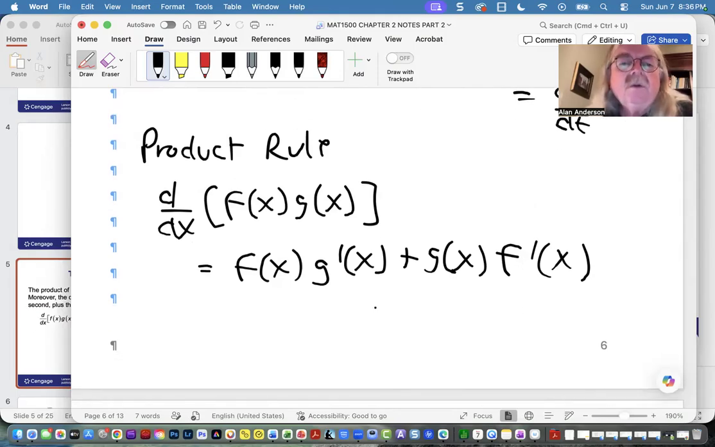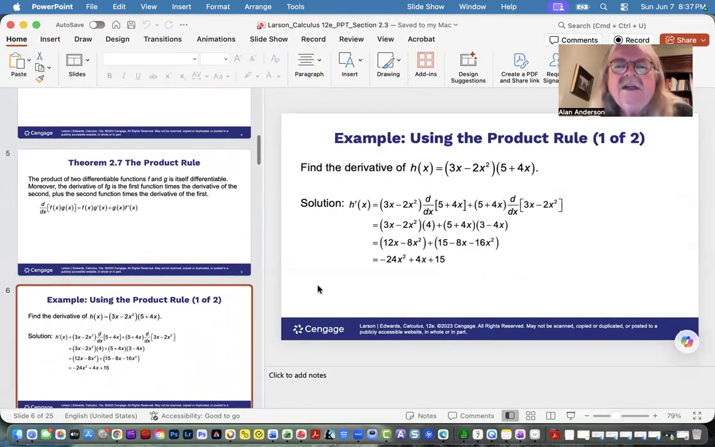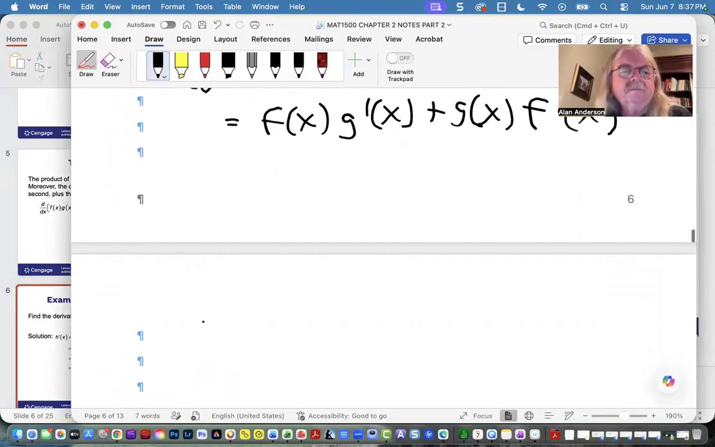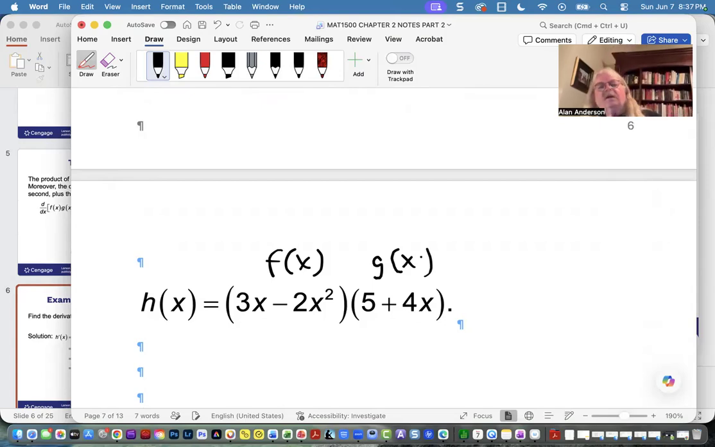And of course, you see we're using that prime notation. You don't have to, but it's often done with these rules just to keep it simple. And what do we have here? Well, it's the first function times the derivative of the second plus the second function times the derivative of the first. So let's see what kind of examples they have for us. Here we go. So h of x is another function. We're assuming that it is the product of f of x and g of x.